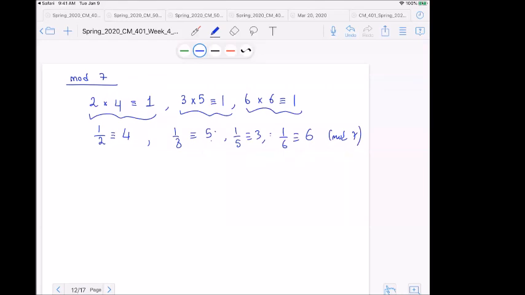Now, by looking at this, let's say that I know 1 over 3 is equivalent to 5 in mod 7. Then 2 over 3 is going to be what? It is 2 times 5, which is equal to 3 in mod 7.